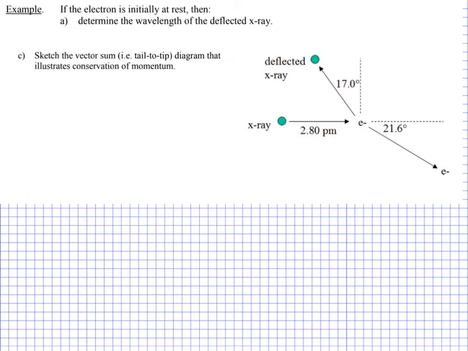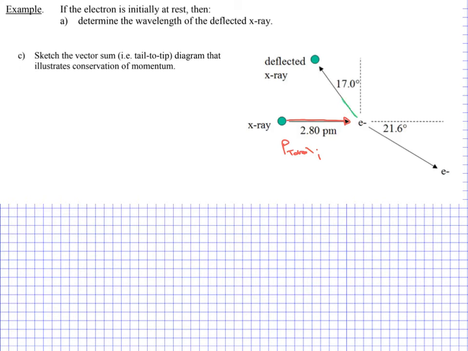So part C of our example gets us to sketch a vector sum diagram. This is a tail to tip vector diagram to illustrate the conservation of momentum. So let's just color code the bits that we want to. This red line is the total momentum before, so initial. And then I'm going to use green here to show the total momentum afterwards.